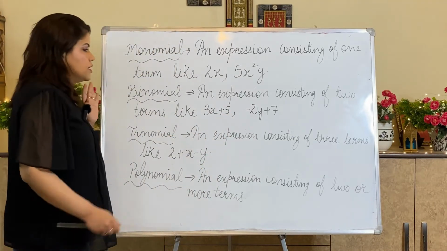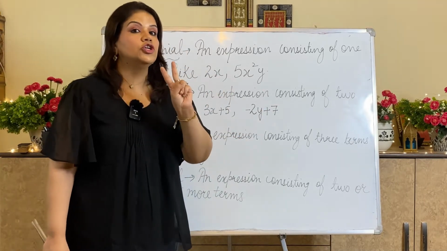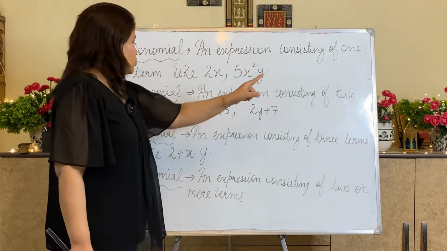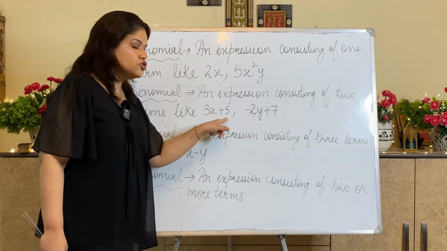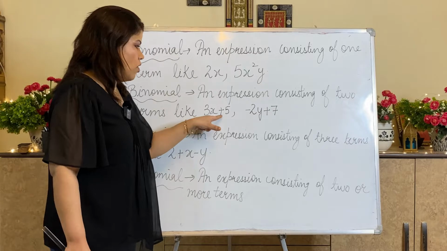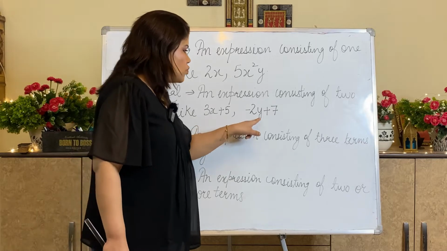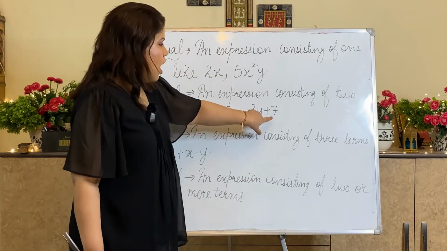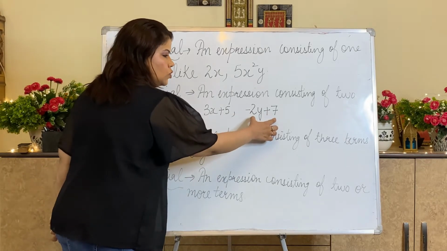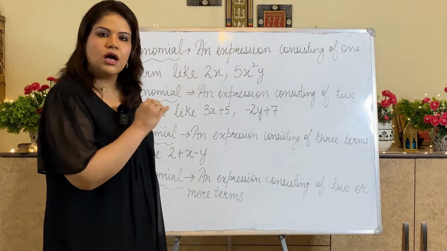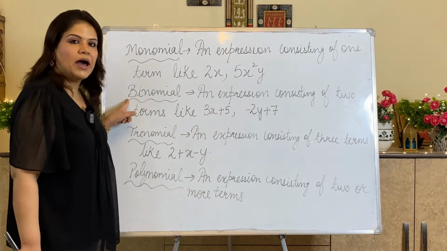Now binomial, it is an algebraic expression which consists of, bi means 2, two terms like 3x plus 5. Now it has two terms connected by the sign of plus. The other expression I am taking is minus 2y plus 7. They both are having a positive sign in between them. There are two terms connected to each other using a positive sign. So there are two terms making a binomial.